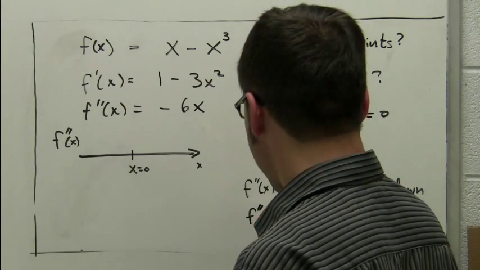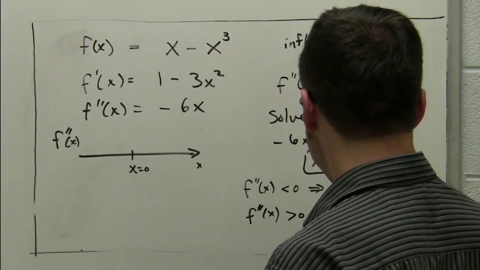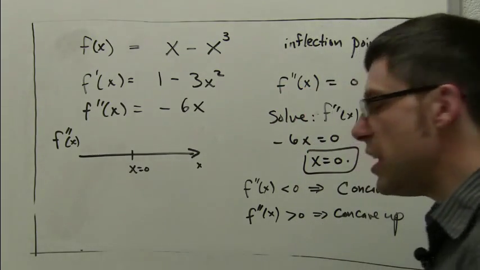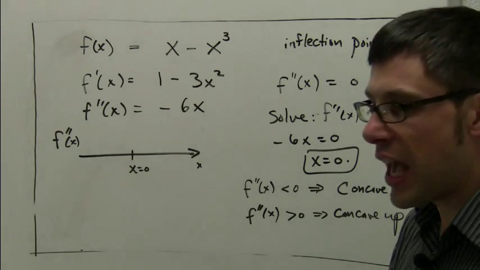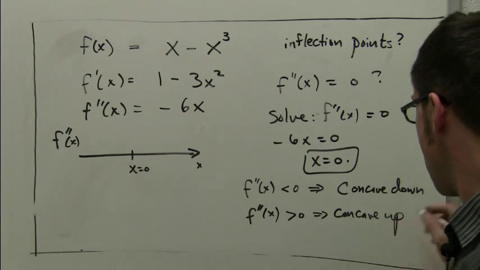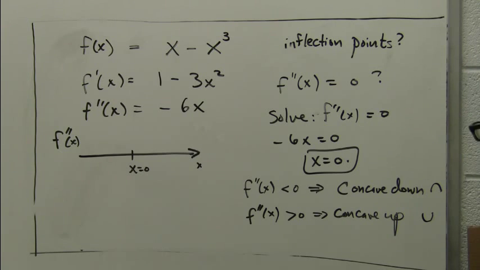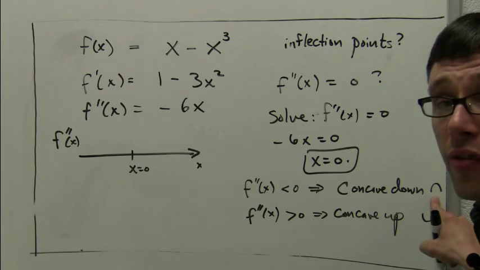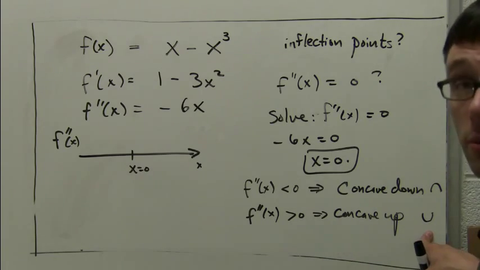If f prime prime, the second derivative, is positive, that means the function is concave up, which again means the first derivative is increasing. Concave down is like a frown. Concave up is kind of like a smile. So this is kind of like this, and this is like this. With concave down functions, you know you have a maximum in that region. And for concave up functions, you know you have a minimum in that region.